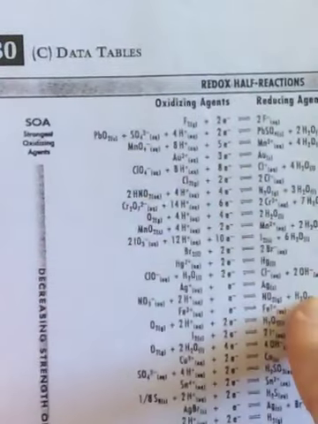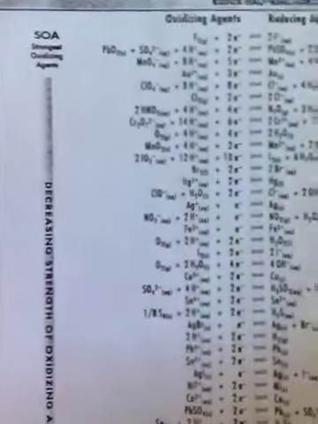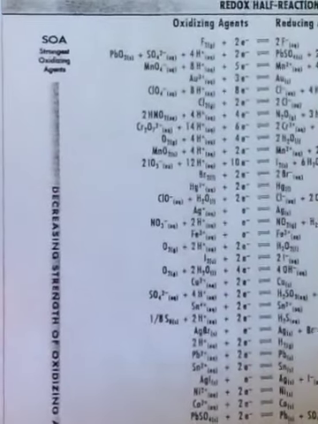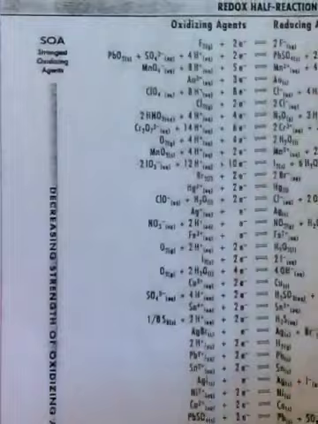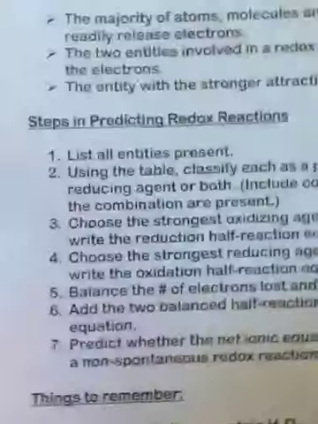Okay, so the steps in predicting a redox reaction are: list all the entities present. Then, using the table, find them and see, are they on the oxidizing agent side or the reducing agent side or both? Okay, and then you mark that down, and we'll do an example here to show you. Okay, then you choose the strongest of all the oxidizing agents. Maybe we should just do this. Okay, so example 1. No, I can't do it. Okay, let me finish because I want to do the things to remember.